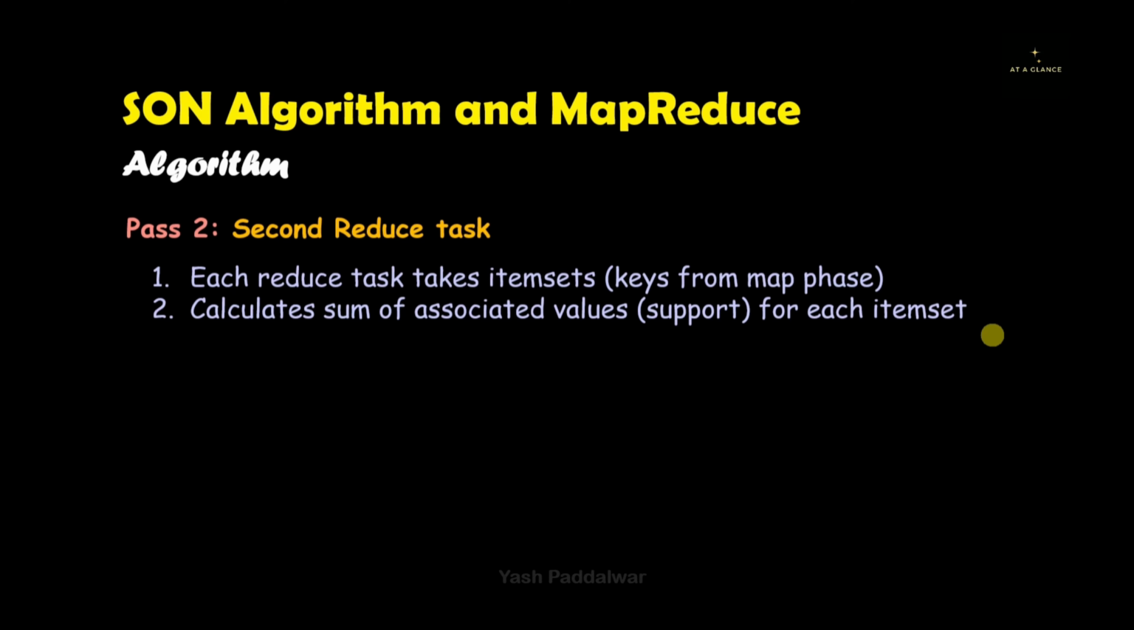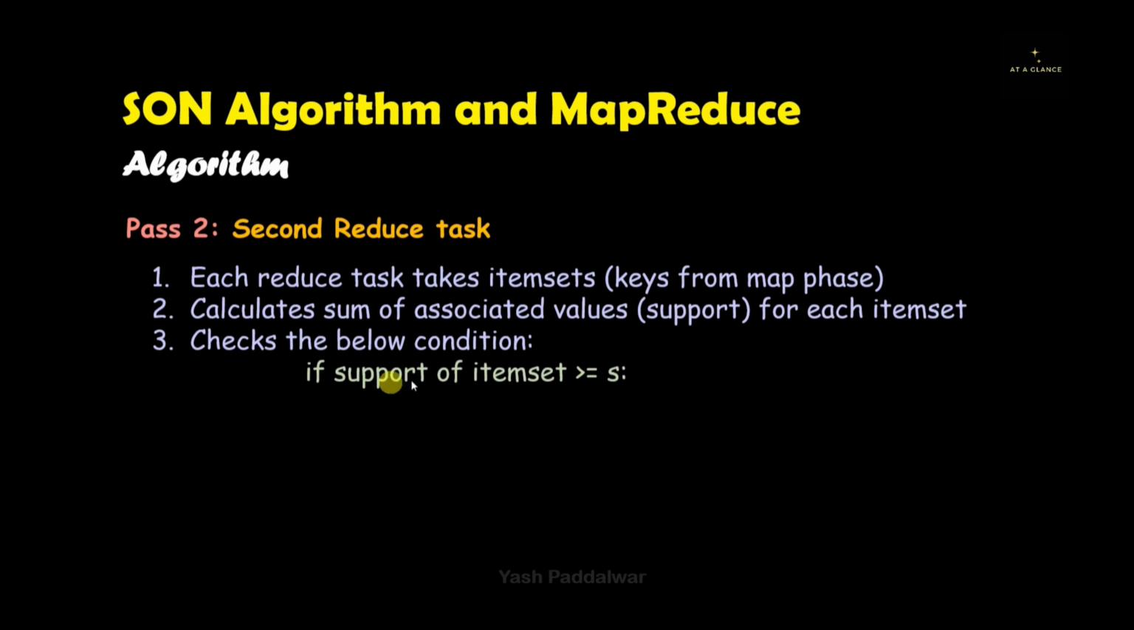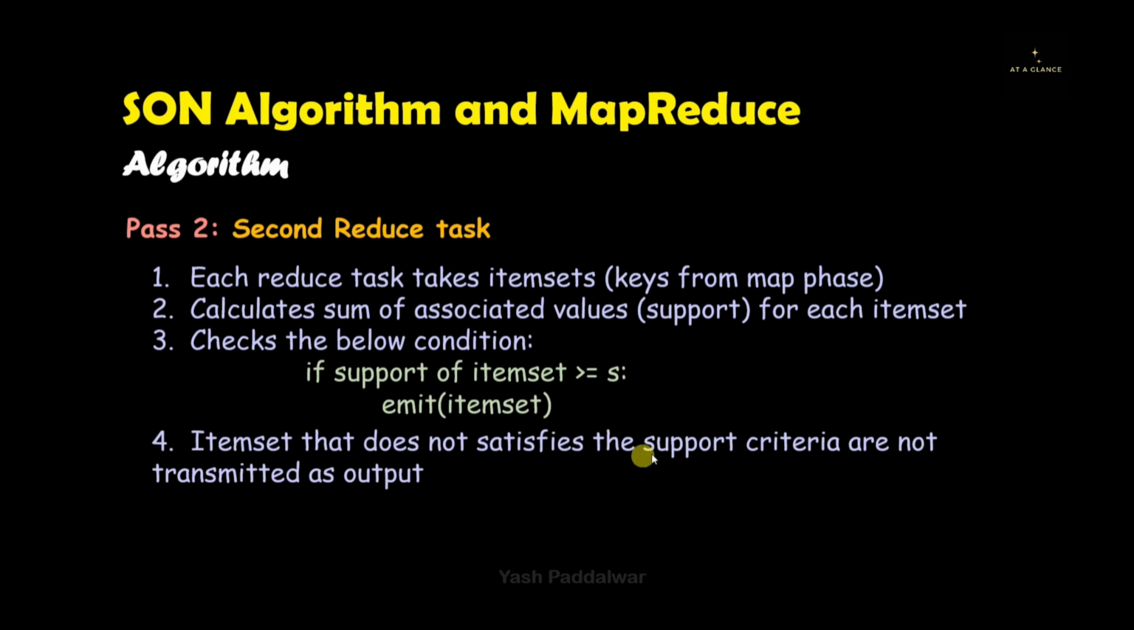And once it calculates the support of every single item set, it checks the condition. The condition is that if the support of the item set that it has got is greater than or equal to the support threshold that we have set previously, and if this condition is satisfied, then it will straight away emit the item set. That means it will take this particular item set as the final output. In short, it is checking whether the minimum support condition is satisfied by that particular item set.